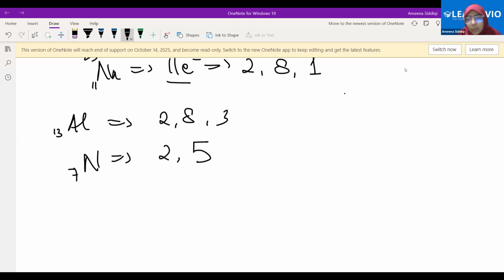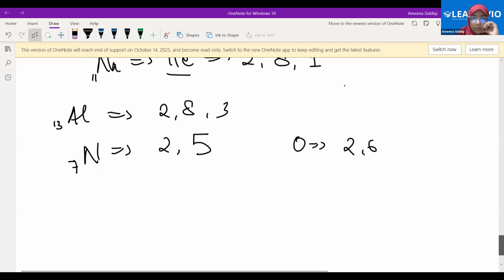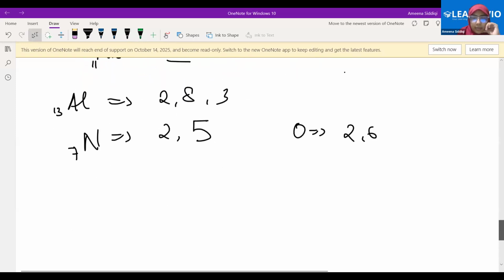And if you compare it with that of oxygen, I'm writing it here, it was 2 and 6, right? These are different elements. The electronic configuration is clearly different. No two elements will have the same electronic configuration. Is that clear to each and every one of you? Fine. Now, moving on to the next one.